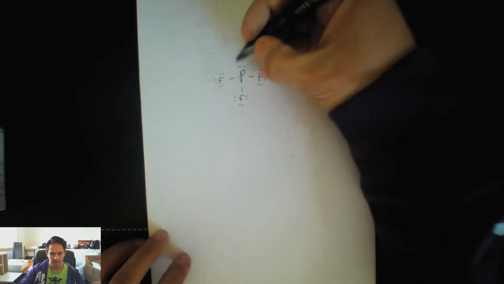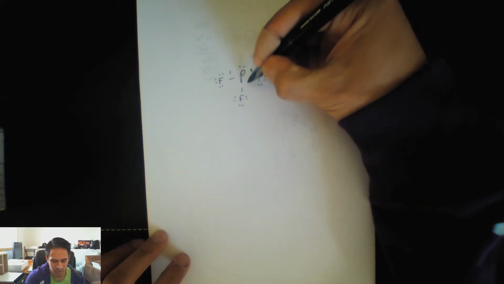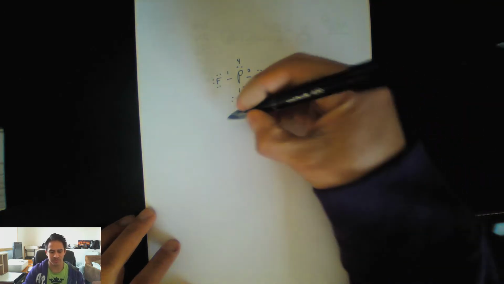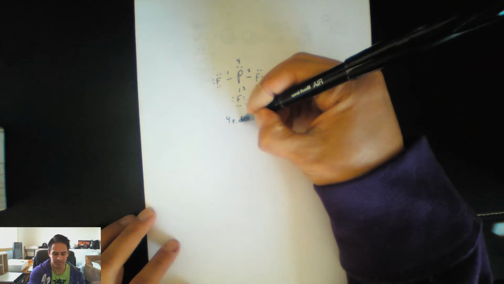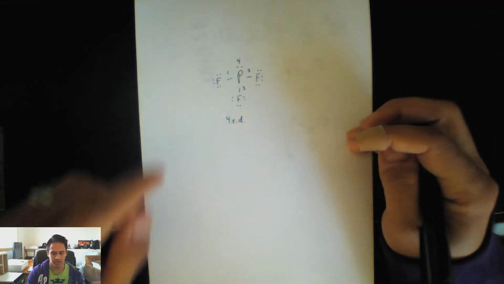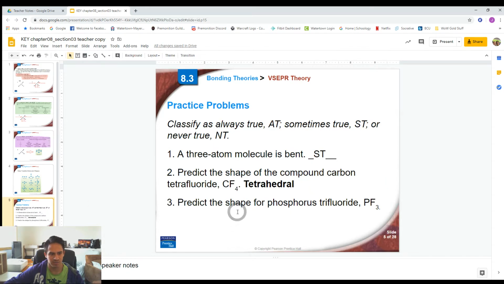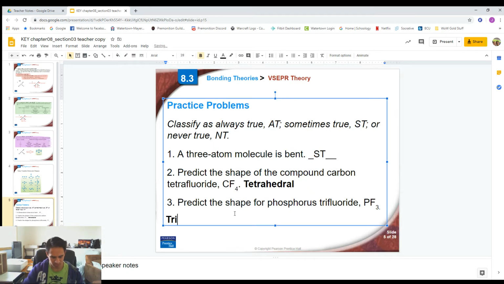Let's count electron domains. So 1, 2, 3, 4. Lone pair counts as well. So that's 4 electron domains. Okay, so 4 electron domains. We have 1 lone pair on the phosphorus. Let's take a look at our chart here. 4 electron domains, 1 lone pair. That gives us a trigonal pyramidal shape. Okay, so this one here would be trigonal pyramidal.